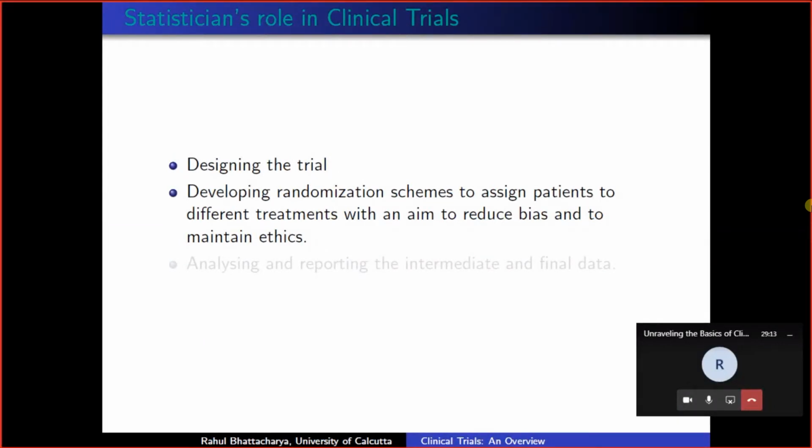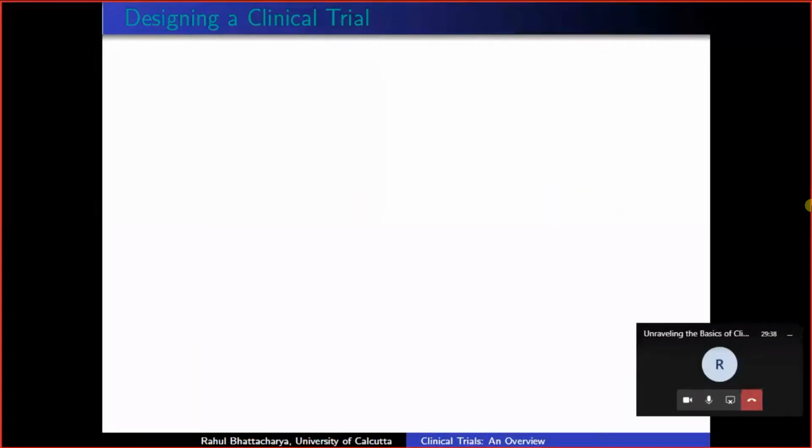And finally, the most common, analyzing and reporting the intermediate and final data. So the statistician's role in a clinical trial is to design the trial, develop the randomization schemes, and finally analyze and report the intermediate results. So let's see how to design a clinical trial and how a statistician can do this.